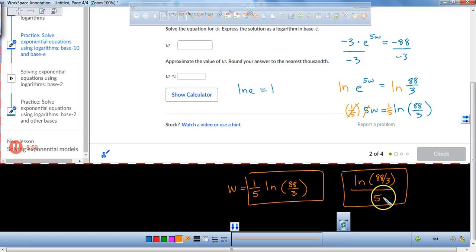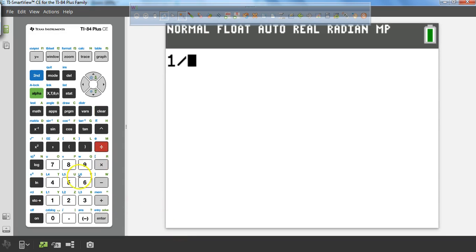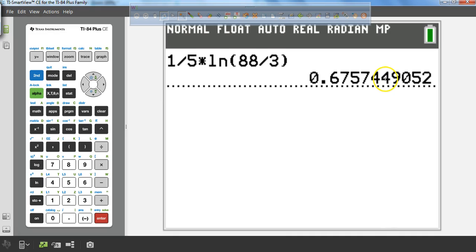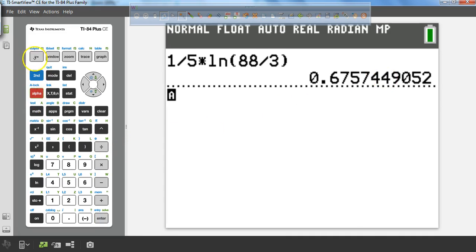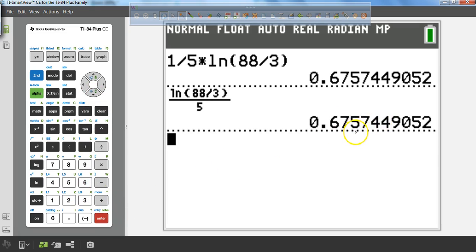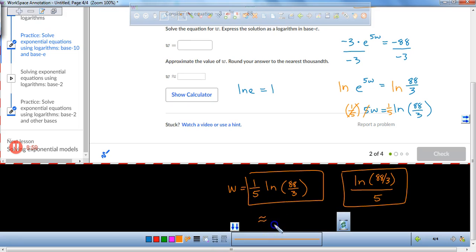This just says 1/5 in front, this has divided by 5. Now that's not the approximate value. I cannot do the approximate value in my head, so I have to go over here. I'm going to do 1/5 times the natural log of 88 divided by 3, which is this number right here. If you wanted to, you could do alpha y equals, enter the natural log of 88 divided by 3, and then hit divide by 5, and you'll notice it's the exact same approximate value. Now, if we round that to the nearest thousandth, see how that's a 5? We got to raise it. It's 0.676, and that's what I'm going to put here.